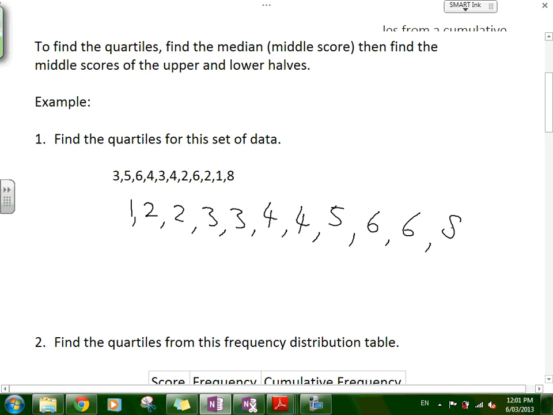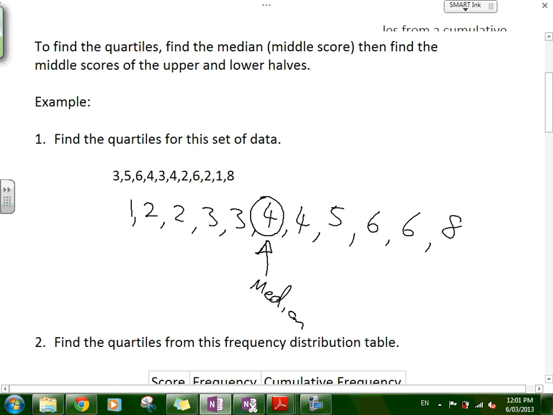Good. How many scores are there? Yeah. So which is the middle score going to be? To find the median, what's the middle score? Yeah, so there's 11 scores, so the 6th score is going to be our middle score, which is 4, so that is the median. Alright? Now we have 2 halves with 5 scores in each half.